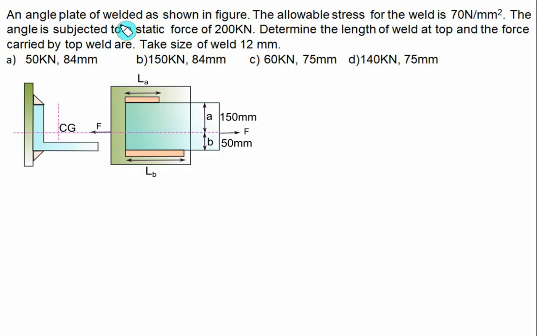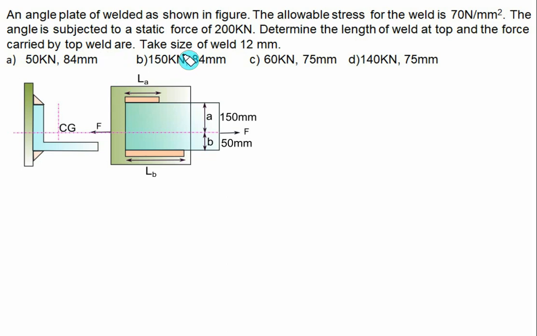An angle plate is welded as shown in the figure. So we have given here one angle plate and it is welded as shown in the figure. We have given the two distances. From the gravity axis, the top weld is at a distance equal to 150 and the bottom weld at a distance equal to 50 mm, and the force is applied through the center of gravity axis. The allowable stress for the weld is 70 Newton per mm square, that is the value of tau is given. The angle is subjected to a static load of F equal to 200 kilonewton. Determine the length of the weld at the top and the force carried by the top weld.